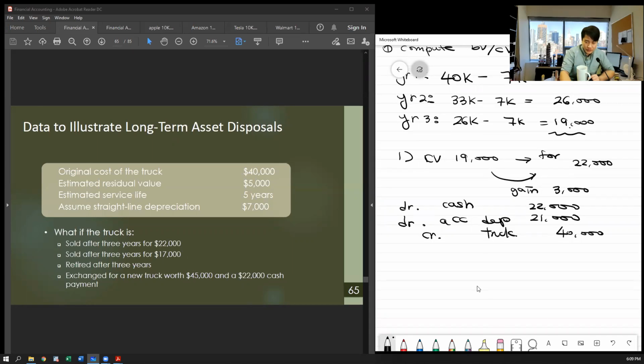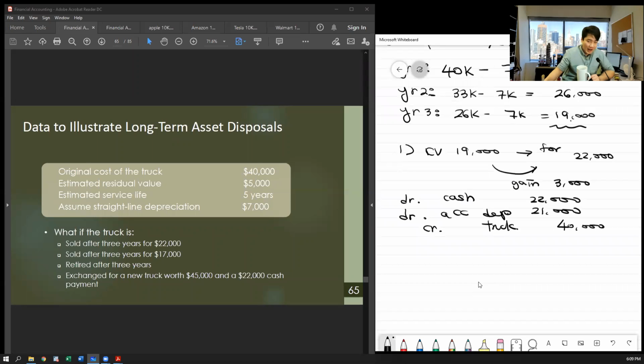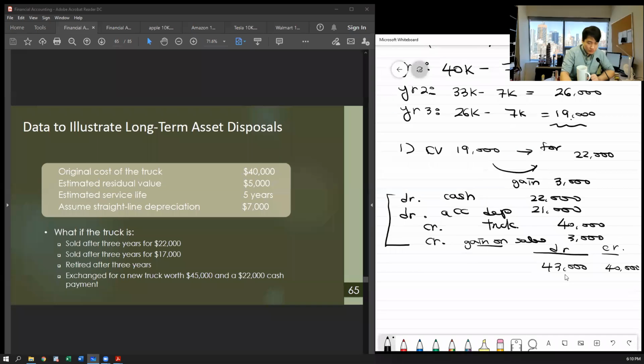Now, we always know that debits and credits have to balance. On the debit side, we have a total of $43,000. On the credit side, we have only $40,000. So in order to balance, we are going to credit $3,000, and that should be the gain on sale of the truck. That $3,000 equals the gain that we just talked about from here. So this is the journal entry at the disposal of your truck. That was the first case.